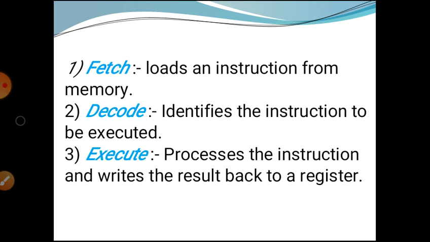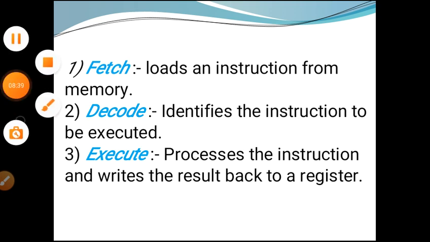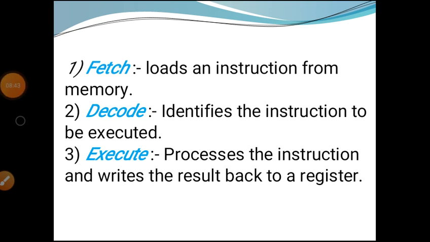Next stage is decode. What is the function of the decode stage? Identify the instruction to be executed. The instruction decode generates the address using forwarded registers as well as ports, immediate offset to the register or branch forwarding register. Next, execute. The execute stage is nothing but processing the instruction and writing the result back to the register.